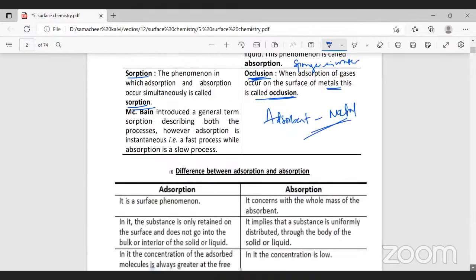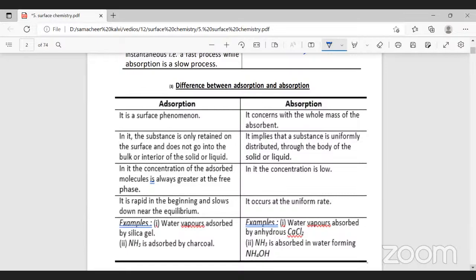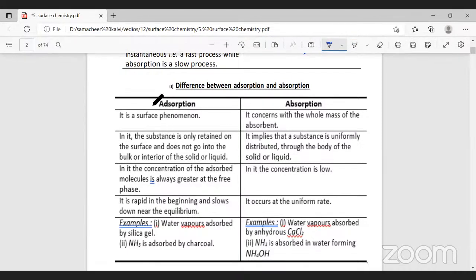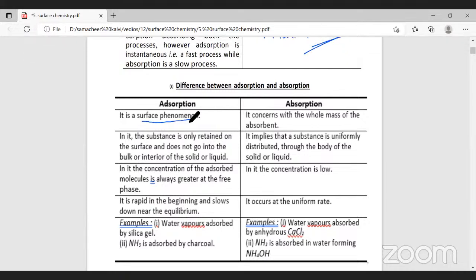It's all minor differences. Now for your exam, they can ask you the difference between adsorption and absorption. Adsorption is only between the surfaces of the reactant molecule, therefore it is called a surface phenomenon. In case of absorption, when you put a sponge in water, water gets accumulated on the surface and also inside the sponge. It concerns the whole mass of the absorbent, so this process is called a bulk process.